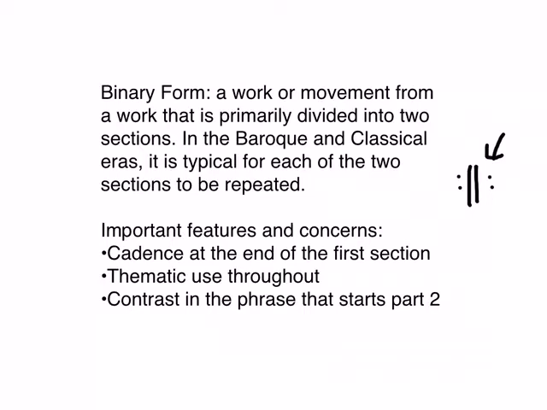Here are the important things that we'll be looking at when we look at binary forms. First, we're going to be looking at the cadence at the end of the first section, and that will tell us something very interesting about what kind of binary form it is. We want to look at the thematic use throughout. We want to see what motives are used and if those motives come back in later phrases. And we also want to look at the phrase right at the beginning of the second section, and that will usually form a contrast to the material that we had in section 1.